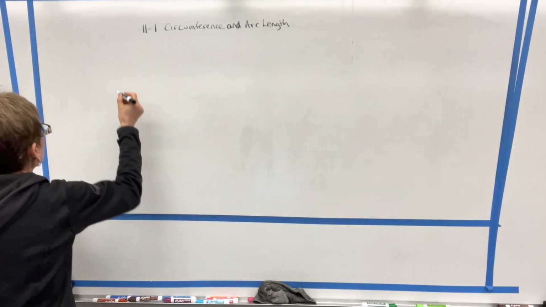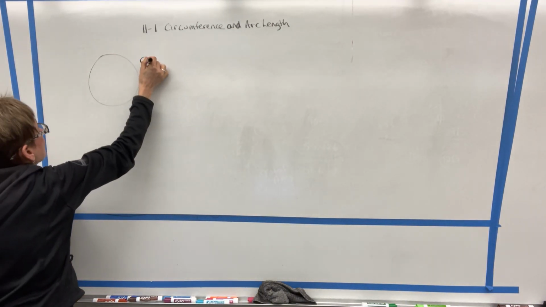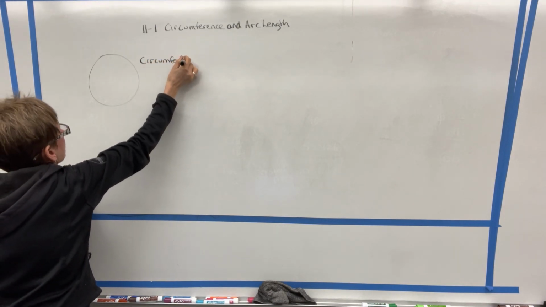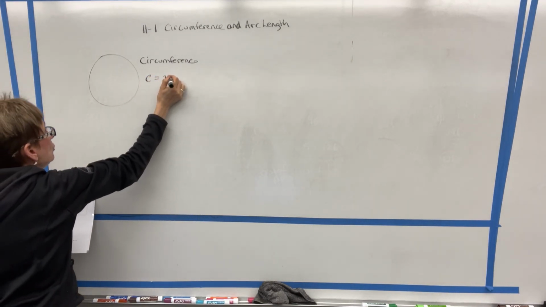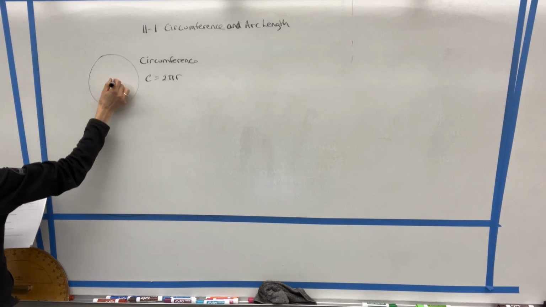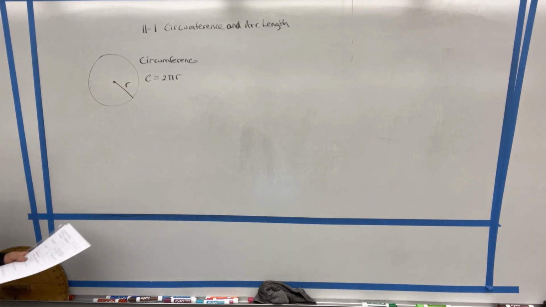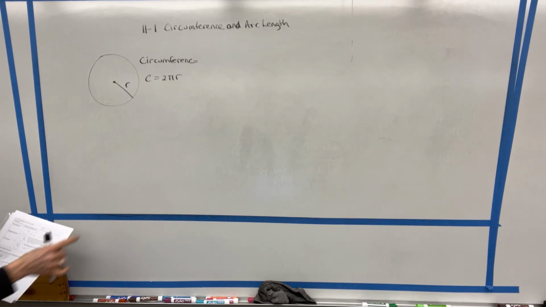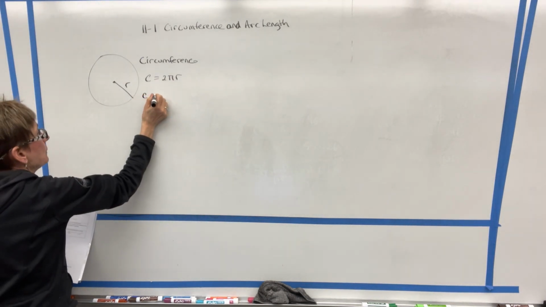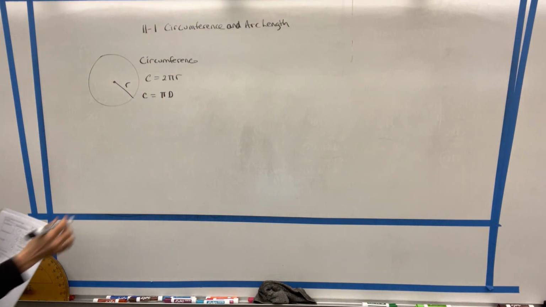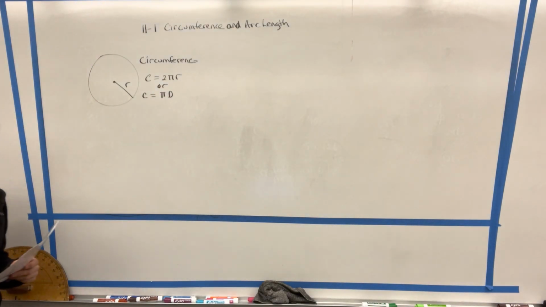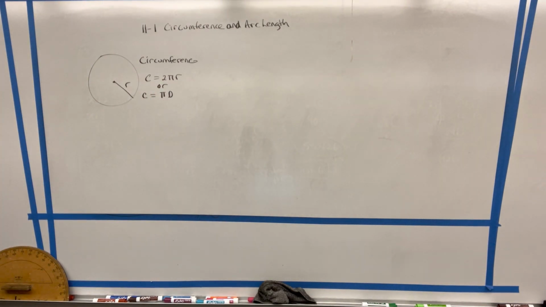The first vocabulary word is circumference. So you can write down circumference. And we do have a formula for circumference. Circumference is 2 pi r, where r is the length of the radius of a circle. Now, since the diameter is the same as 2 r, we have a backup formula for circumference, which is just pi d. So either one of these formulas work. They are equivalent because 2 times r is the same thing as d. So let's do a few examples using that information.